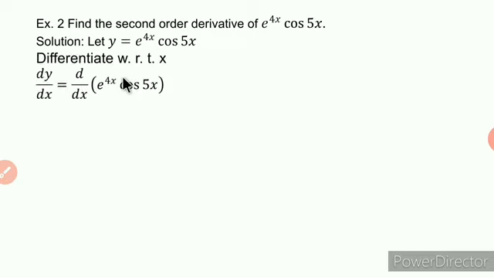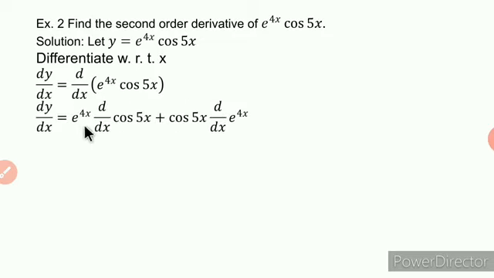So dy by dx is equal to d by dx of e raised to 4x into cos 5x. Now use the u v rule. So we get here dy by dx is equal to e raised to 4x into d by dx of cos 5x plus cos 5x into d by dx of e raised to 4x.